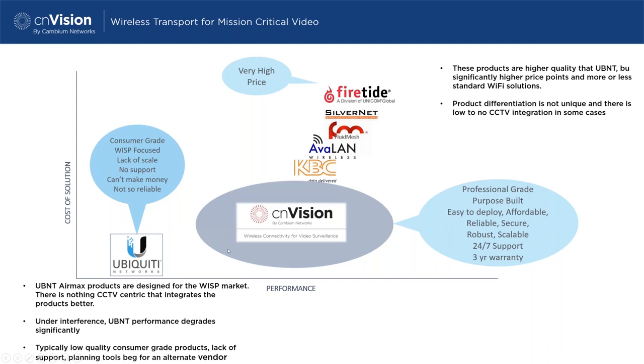The cnVision platform is meant to give you superior performance as compared to the Ubiquiti platform, as well as the other brands, but at a much better price. We have professional grade, purpose-built hardware. It's easy to deploy, reliable, and secure, and we have 24/7 support and a 3-year warranty. All of these things make our portfolio a much stronger solution for video backhaul.